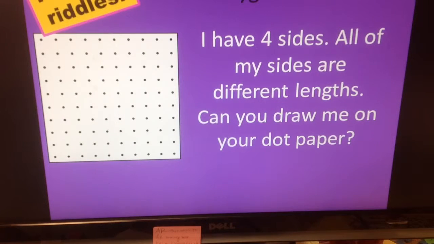I have 4 sides. All of my sides are different lengths. Can you draw me on your dot paper? So pause the video and think about a shape you could draw that has 4 sides, all of them different lengths. More than one correct answer on this as well, but here's what I had for an answer. It does have 4 sides and all 4 sides are different lengths.